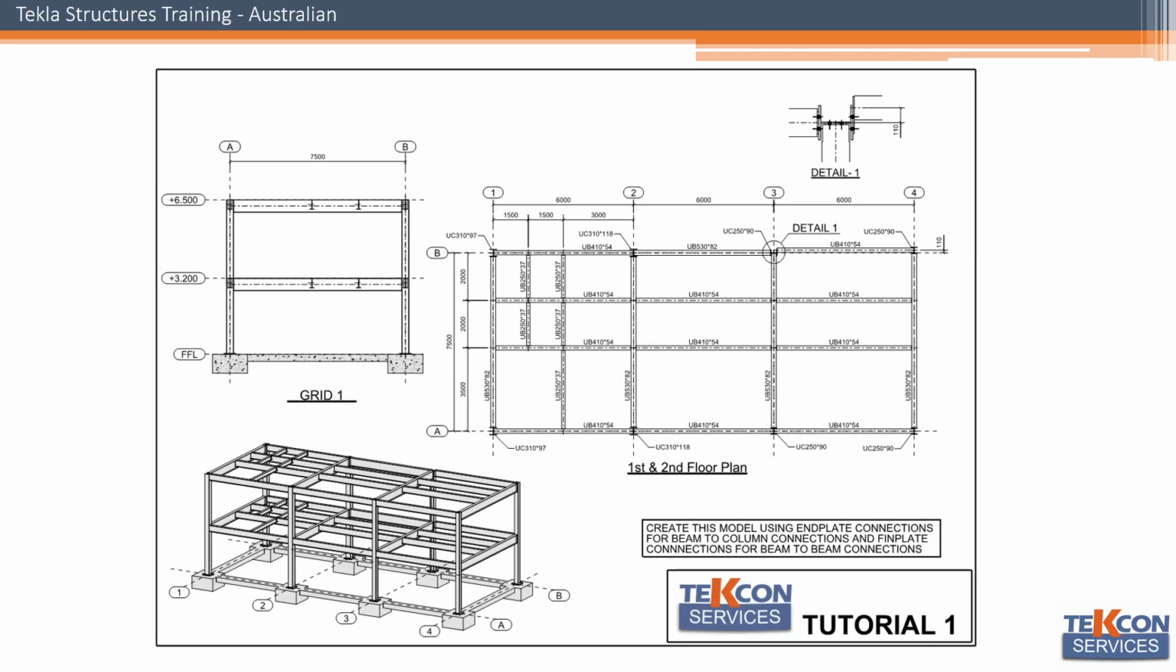Tutorial 1 kicks things off with a simple model. You'll learn how to start a new project, set up grids, create model views, and model basic elements like footings, columns, and beams. Then we'll add common connections such as base plates, shear plates, and end plates.